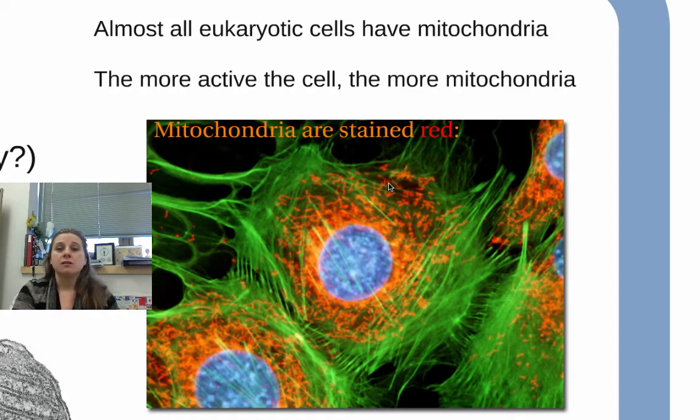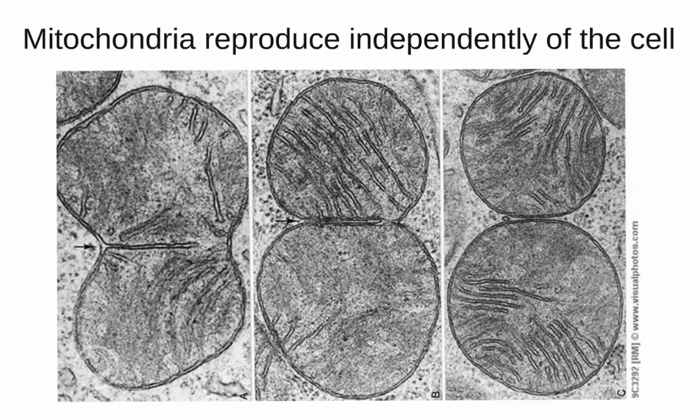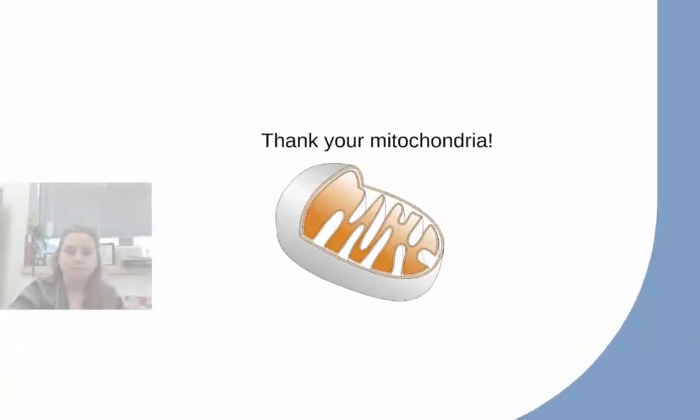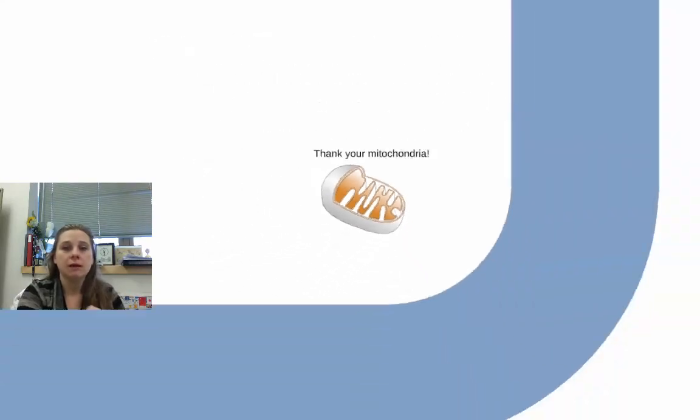So pretty much all eukaryotic cells have mitochondria. The more active they are, the more you're going to have. You can see that in these particular cells, you can see all those little mitochondria stained bright, which is pretty cool. And here's the other thing that's really neat. They actually reproduce independently of the rest of the cell. Again, another throwback to that endosymbiotic theory that Lynn Margulis came up with, where we can actually see them separating themselves. This is amazing because this is, again, back to that idea of eukaryotic cell development. So thank you to the mitochondria.